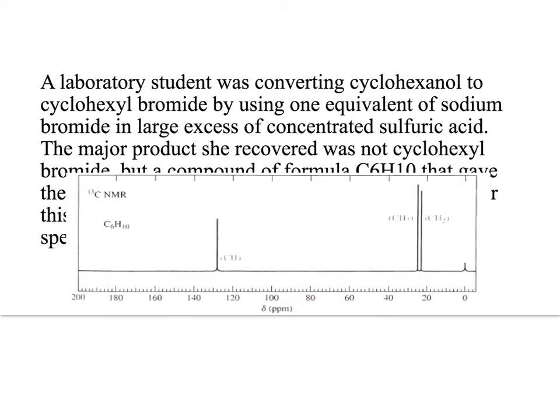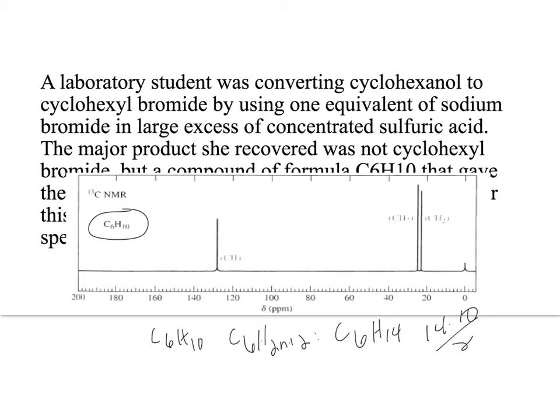This problem is trying to convert cyclohexanol to cyclohexylbromide, but that was not the product. We still have C6H10. So let's just do our units of unsaturation. C6H2N plus 2 is C6, H14. 14 minus 10 divided by 2, the 10 there, is 2. And this is only 3 compounds.